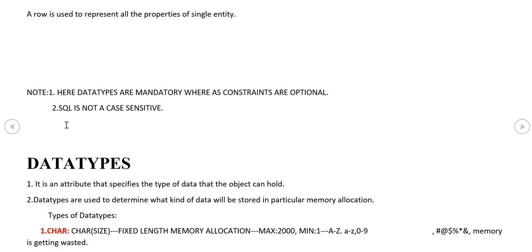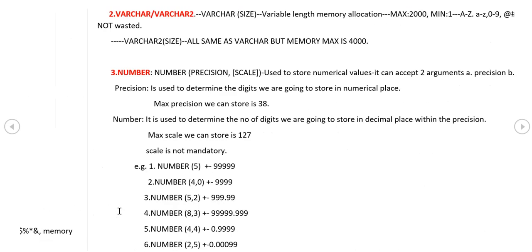For this question, we may get the answer after discussing data types. So, what is a data type? Data types are used to determine what kind of data we are going to store in a particular memory allocation. Before we store the data, we have to give the information what kind of data we are storing and how much memory is needed. For all these things, data types are mandatory.